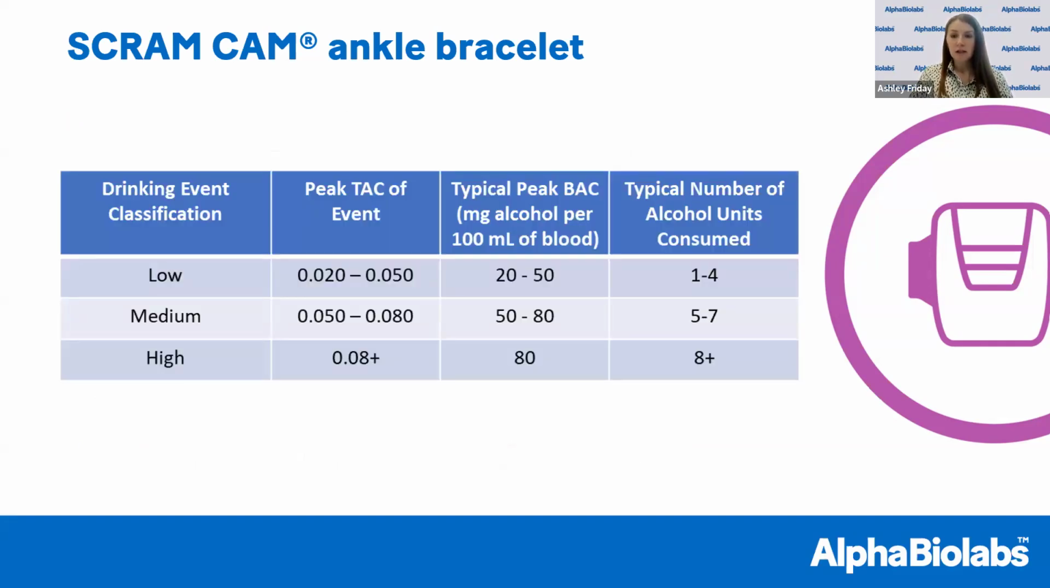This is what the drinking event classification looks like. So you've got those low, medium and high level drinking events. The report will also give you the peak TAC reading for each event, and then it will show you what that would mean if it was in breath, and also the typical number of alcohol units that would need to be consumed in order to trigger that drinking event at that peak TAC reading. So lots of good information if suitable for your client.